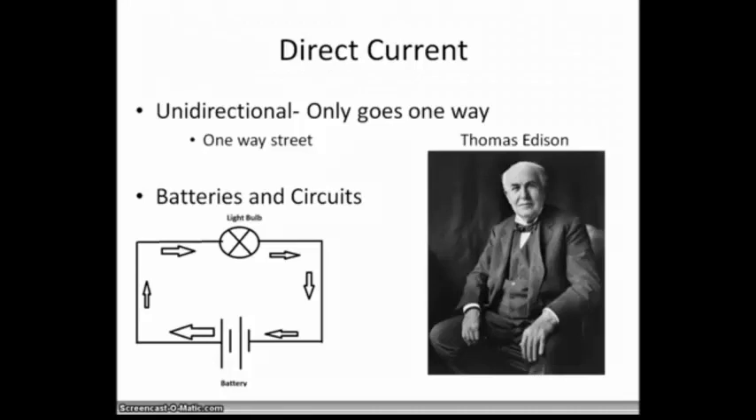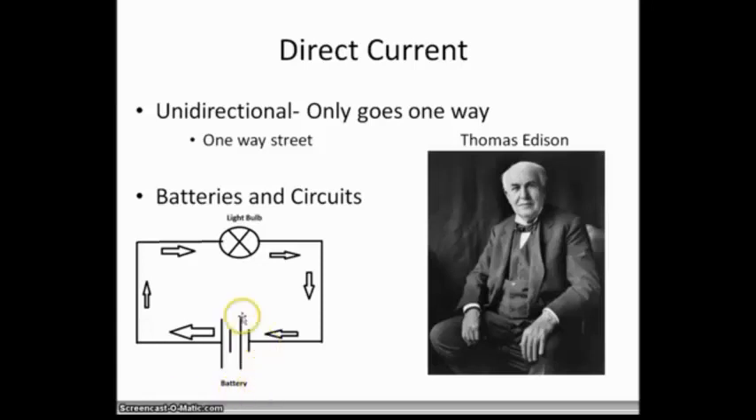The first current we're going to talk about is direct current. Direct current is what we call unidirectional, and what that means is it only goes one way. It's like a one-way road or a one-way street. This is just like batteries and circuits, or anything with your remote controls, your Xbox, PlayStation, anything like that.